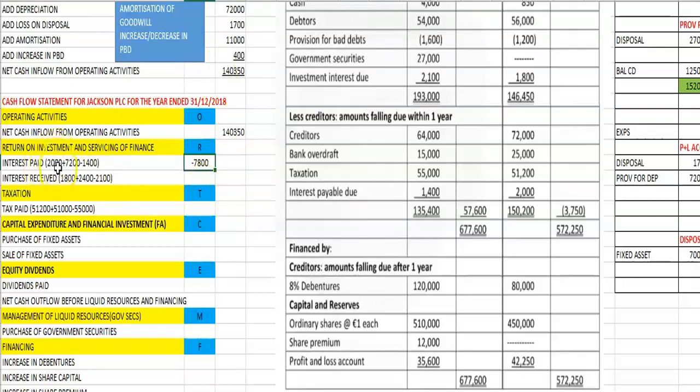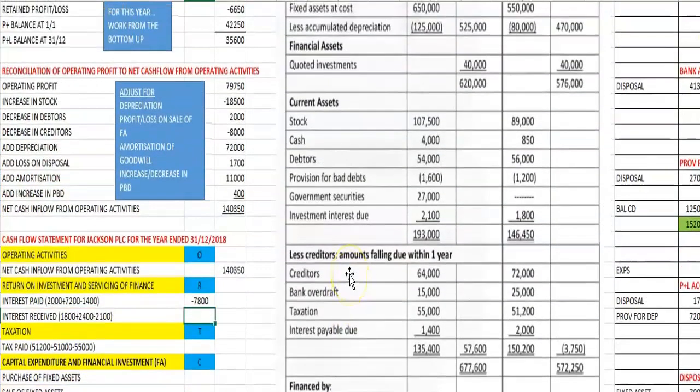So you take the amount due at the beginning, you add on this year's interest charge, and then you take away what's still due at the end of the year in order to figure out what you've paid. You do a similar procedure with your interest received. So for interest received, let's have a look at it and see.